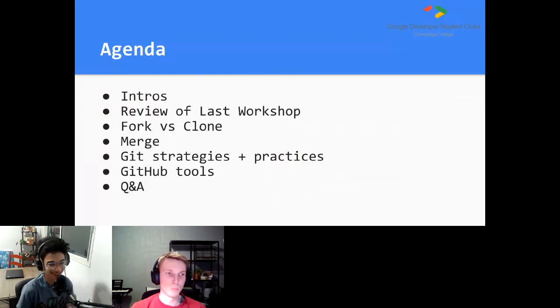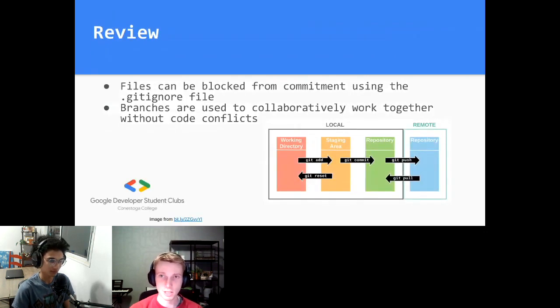Awesome. So today we will start off with a bit of a review of the last workshop, and we will intertwine that into today's topics. We'll talk about the difference between a fork and a clone. We'll do some merging, and we'll also discuss some Git strategies and different practices, and then end it off with a discussion of GitHub tools. If at any point you have questions, feel free to drop them into the chat, and we will try to answer them as we go or at the end, if that's more appropriate.